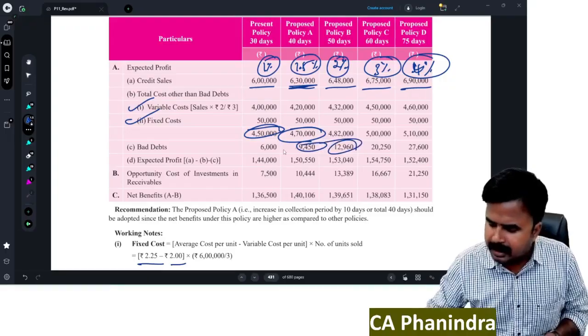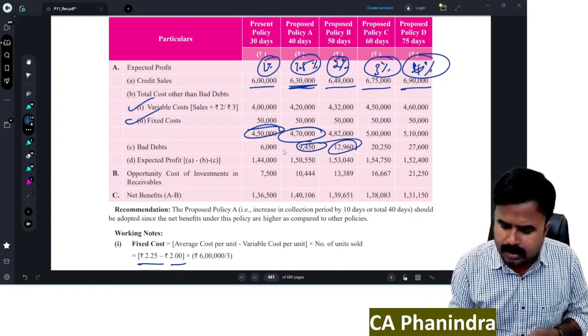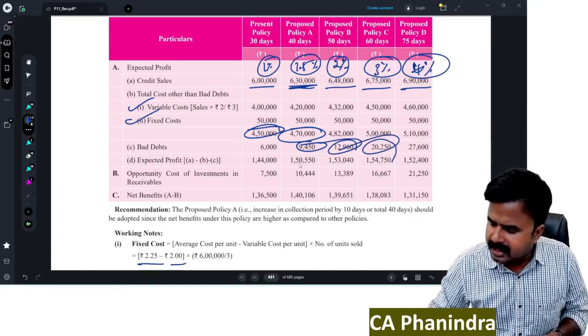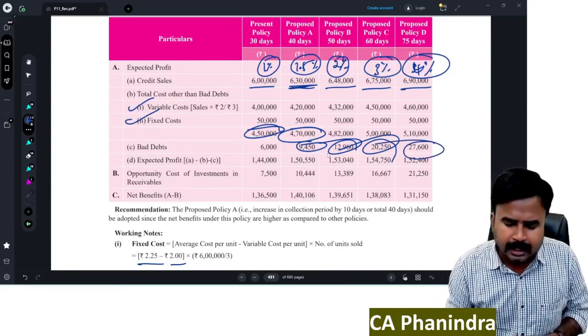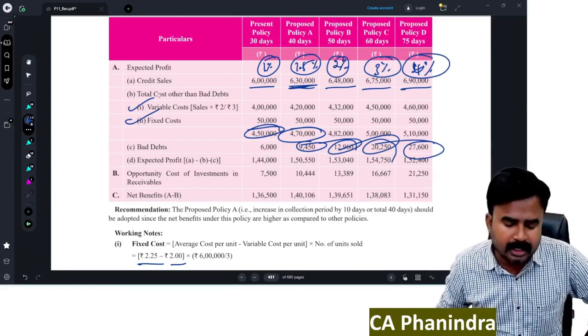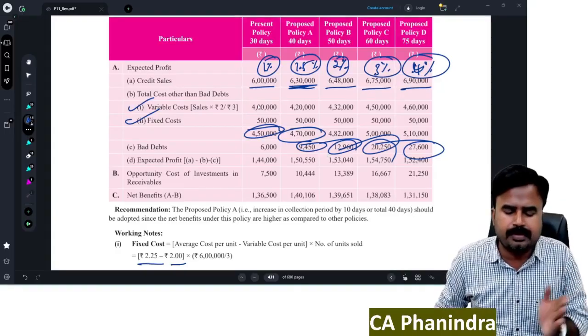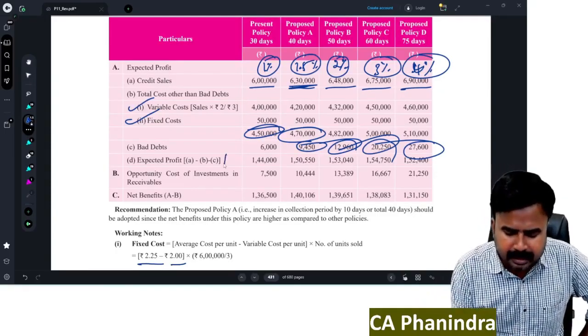And option C, 6,75,000 into 3%, that is 20,250. Okay, and then 6,90,000 into 4%, and that is 27,600. Deduct these bad debts from your credit sales, I mean, from the profit before adjustment of bad debts and cash discount. Then I'll get expected profit before tax, that is PBT, this one.